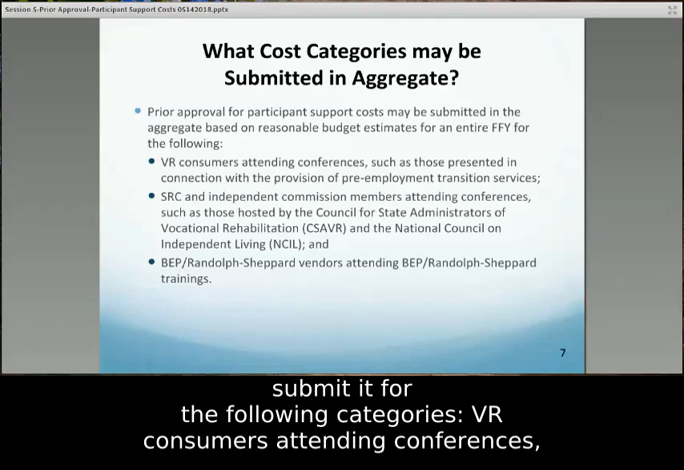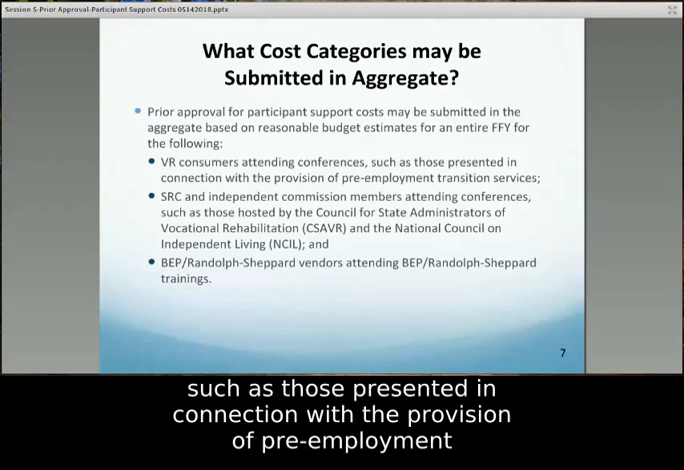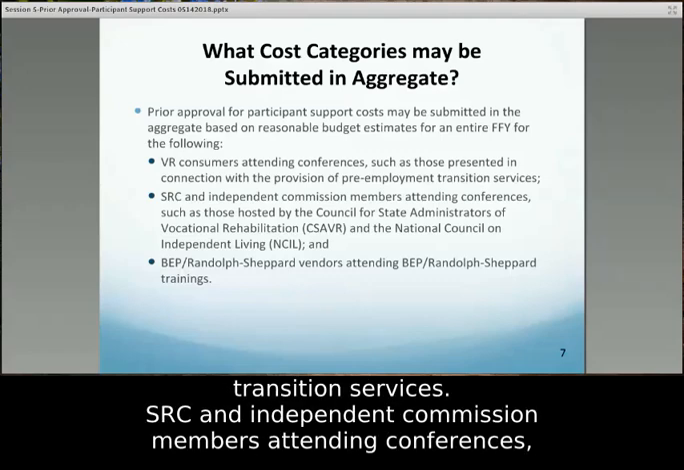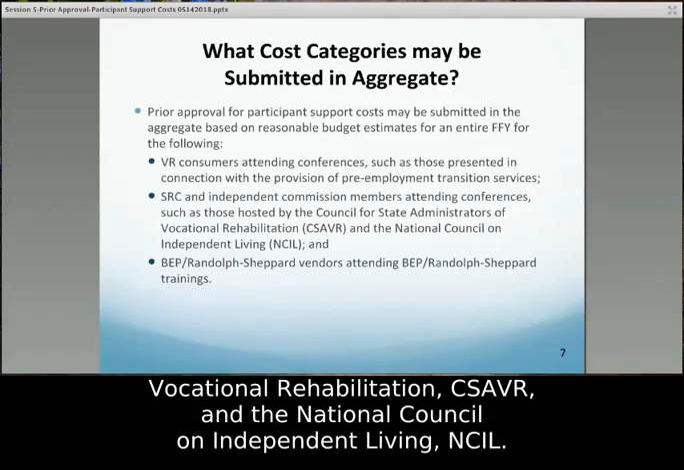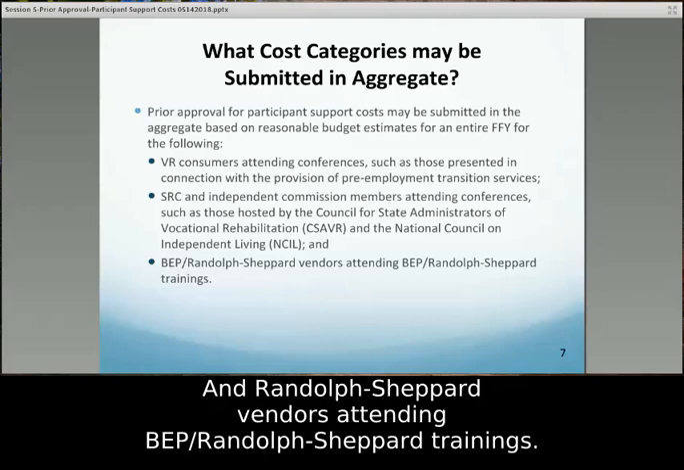VR consumers attending conferences, such as those presented in connection with the provision of pre-employment transition services. SRC and independent commission members attending conferences, such as those hosted by the Council of State Administrators of Vocational Rehabilitation, CSAVR, and the National Council on Independent Living, NCIL. And Randolph-Sheppard vendors attending BEP Randolph-Sheppard trainings.